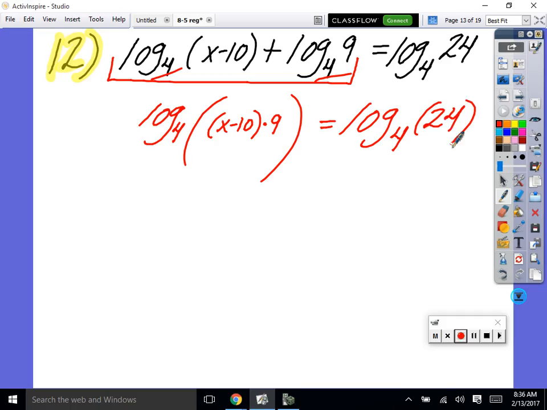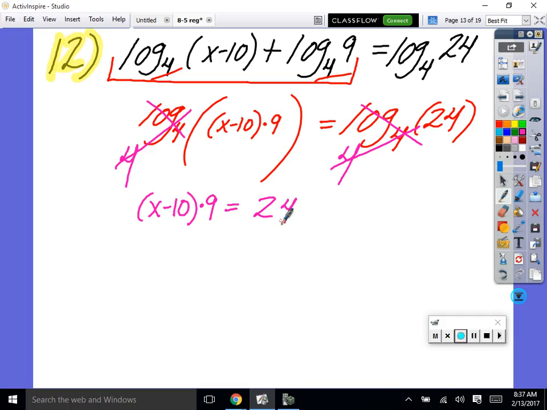Now, because you have one logarithm on each side of the equation, or even if you only have one logarithm on one side, you can undo log to the base 4. So what undoes log to the base 4? Base 4. So you have to do it equally to both sides of the equation. In this particular problem, base 4 and log to the base 4 cancel out. So we're left with (x minus 10) times 9 equals, and over here, also it happens to cancel out, 24. And now we can solve for x.